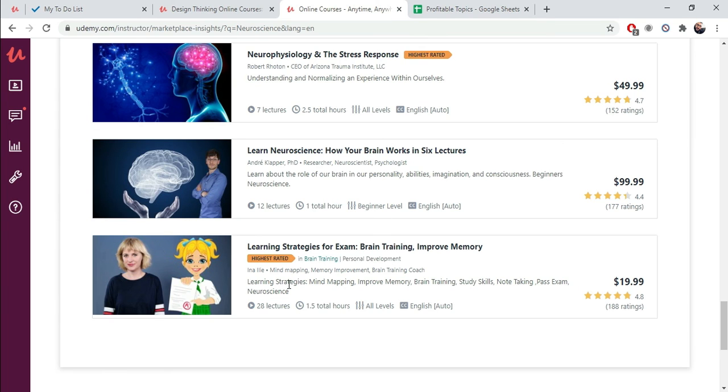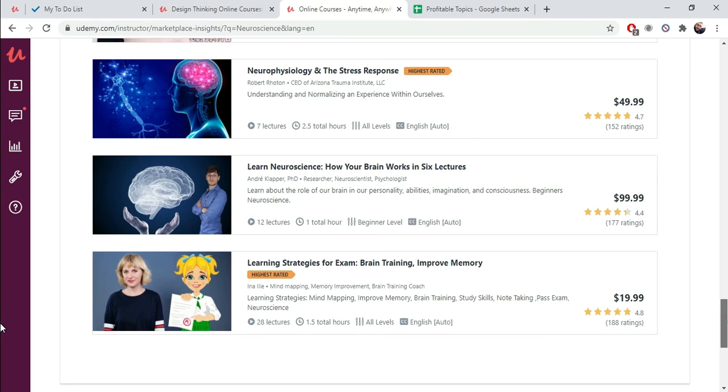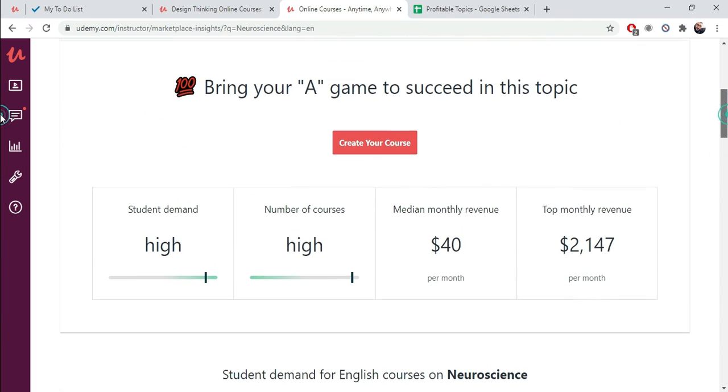Okay. Learning strategies for exams. That's another specific course, specifically for brain training, improving memory, mind mapping, study skills, note taking, passing exams. Okay, so for students, basically. Okay, so this is a good topic. Neuroscience is a good topic.